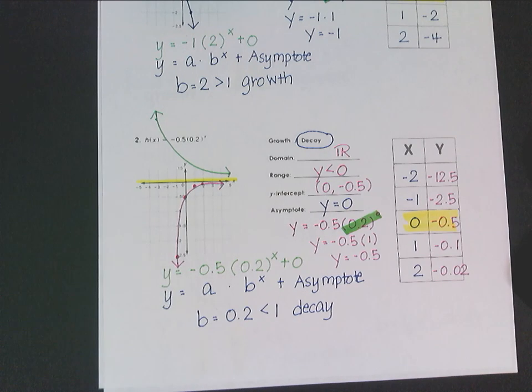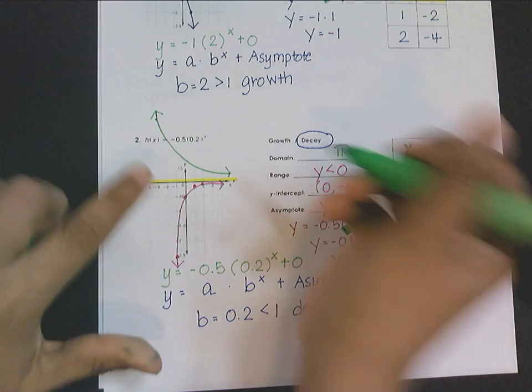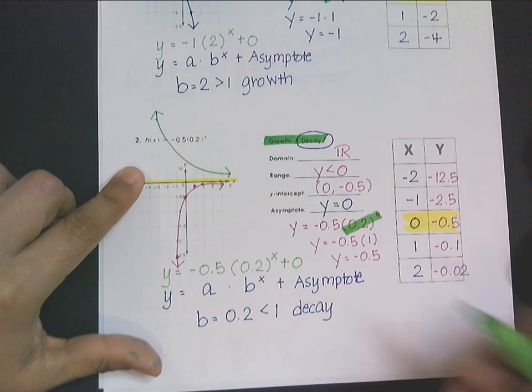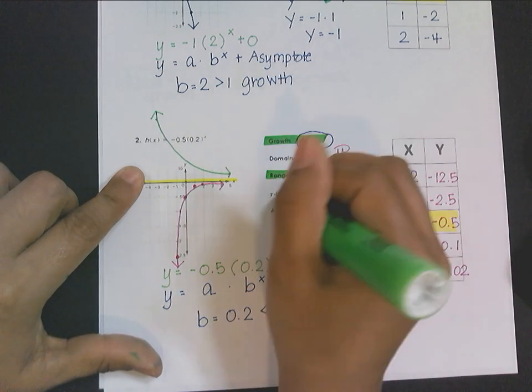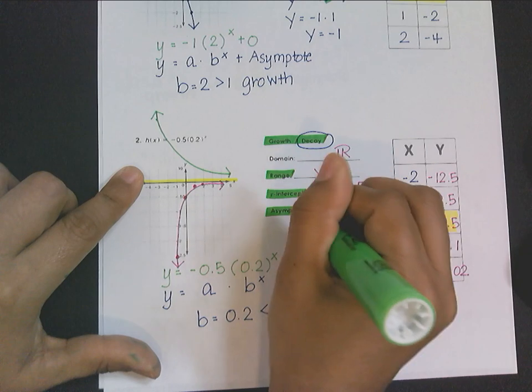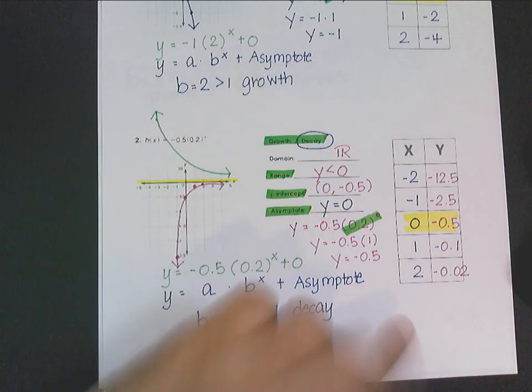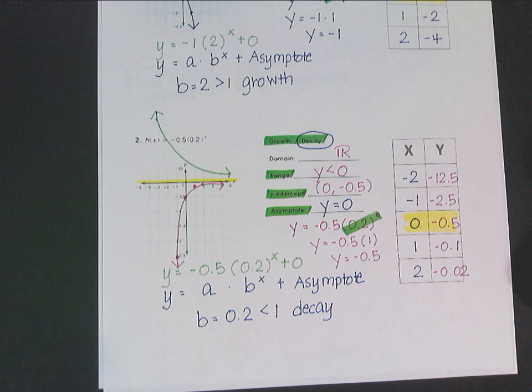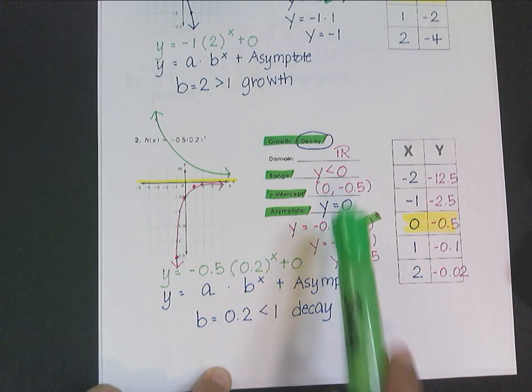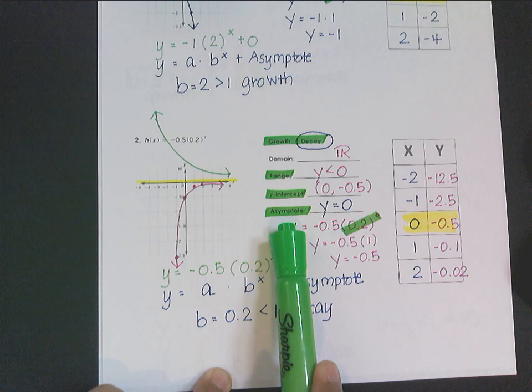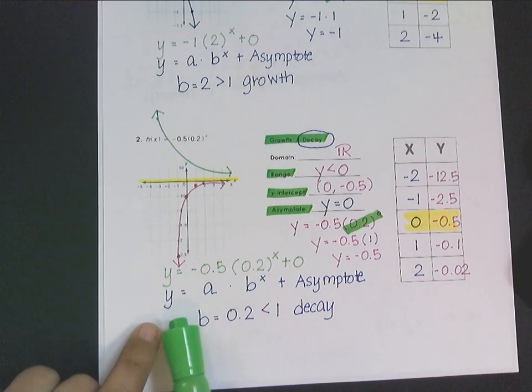So again, in your online assignment, we're going to ask you if it's a growth or a decay. What's my range? What's my y-intercept? What's my asymptote? You're not going to graph because it is multiple choice. You're not going to create a table of values because it's multiple choice. But you're going to be able to find your range from your asymptote and also based on your a value.